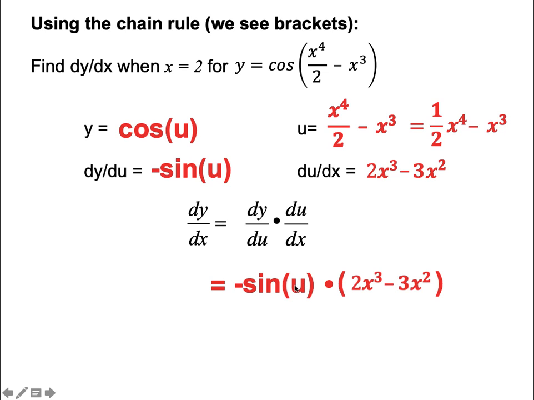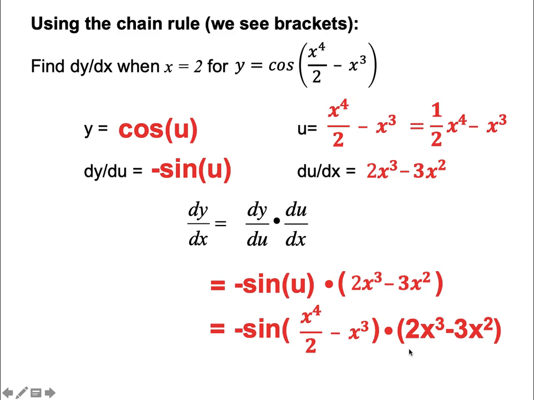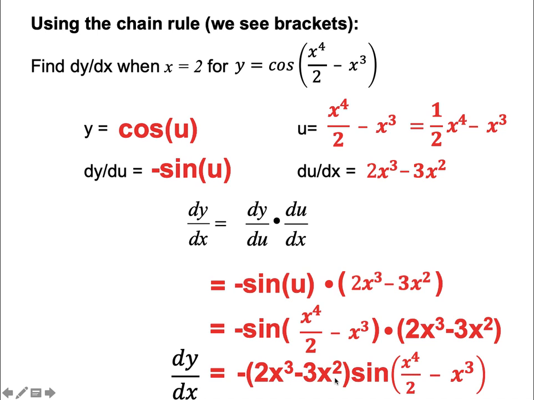And then I'm going to substitute out the u. So get my original inside function there. And then that's the inside derivative. And now I'm going to rearrange this because this polynomial really should be out front of the trig expression so that we don't mistake it for being inside the trig function. So it would be minus (2x cubed minus 3x squared), that quantity, times the sine of this angle, x to the 4th over 2 minus x cubed. So that's the derivative of that trig function.